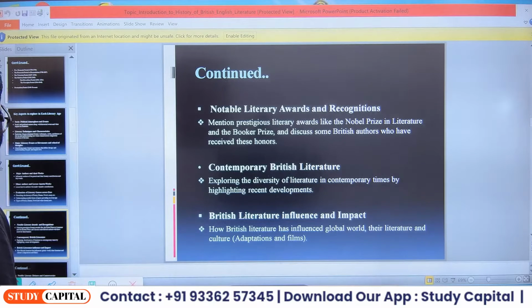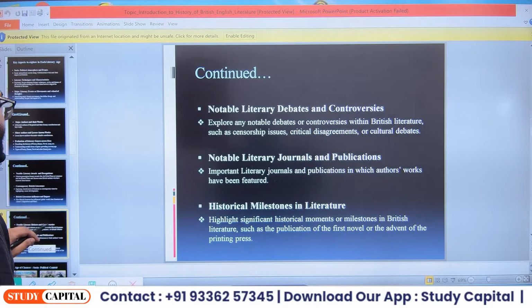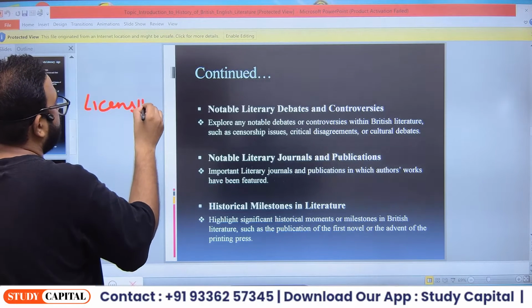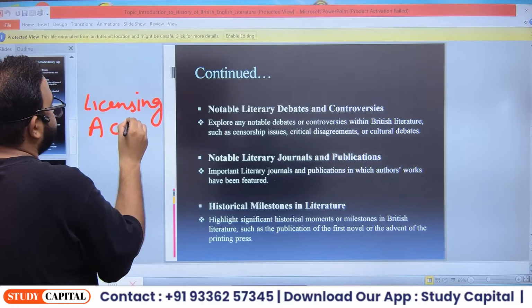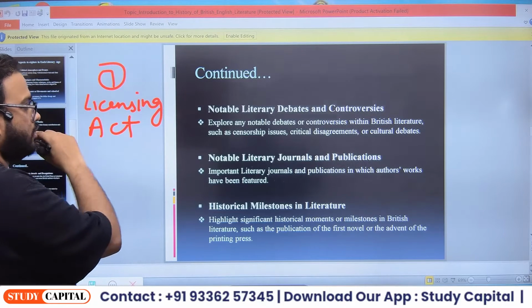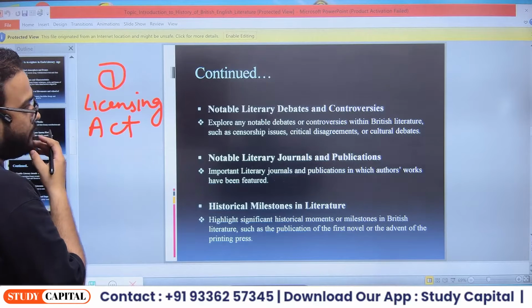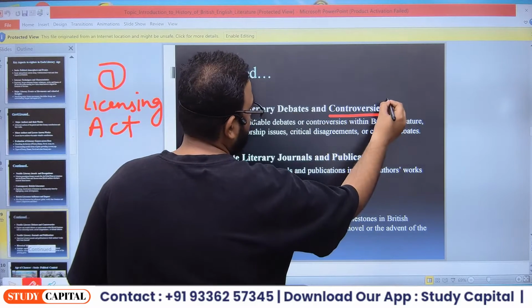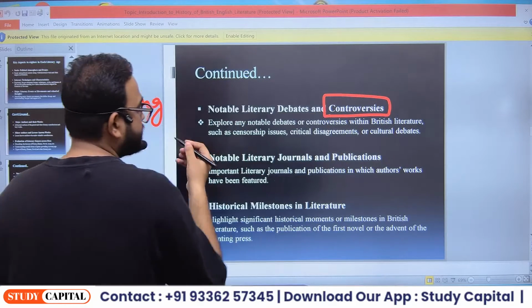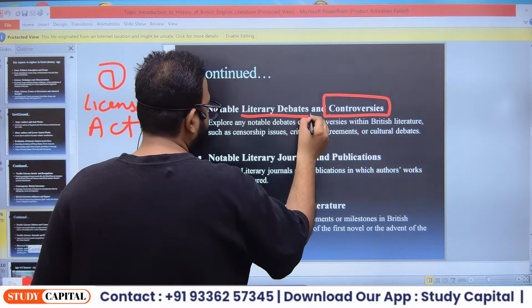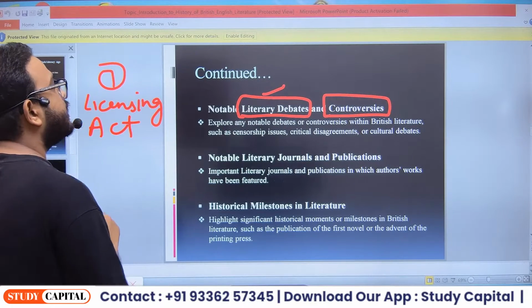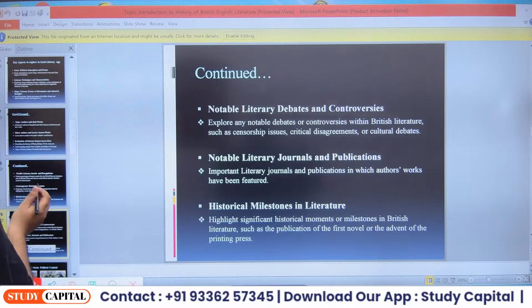Then you have literary debates coming in every age, right? When I say literary debates and controversy, think about the Licensing Act. Think about, like the bishop's ban that I talked about. So there are so many controversies taking place. People are writing against each other. They are writing in favor of something. They are writing against something. And every age comes with certain debates. People are fighting against each other or writing in solace or in comparison to each other. So those debates you have to find out.